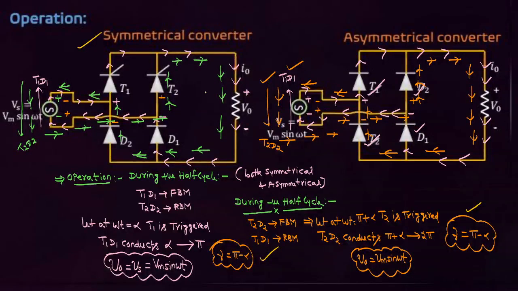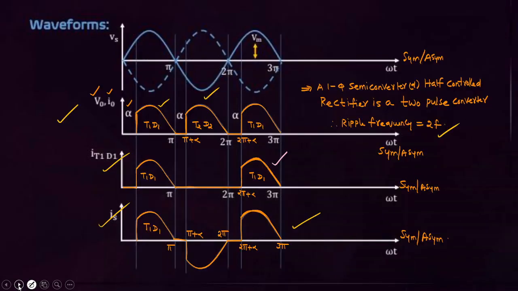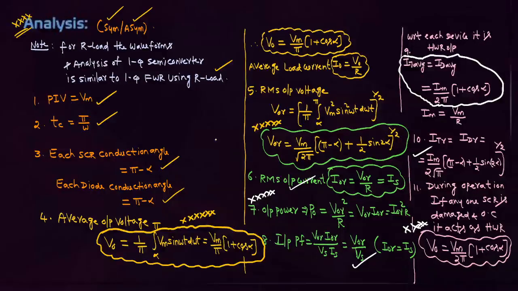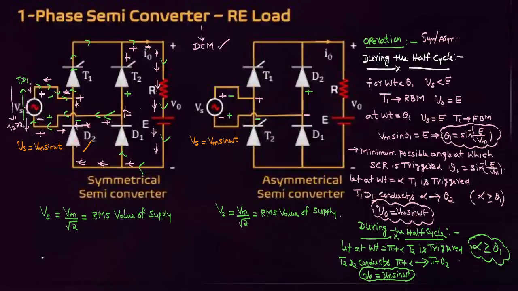This is the configuration of single phase semi-converter using R load. This is for symmetrical and this is for asymmetrical. But from the resistive load point of view, there are no differences in the formulas for symmetrical and asymmetrical. For both, the formulas are the same. Minimum, try to remember the average output voltage formula. This is important. And the RMS output voltage formula and output power formula. These three formulas are very important with respect to resistive load.